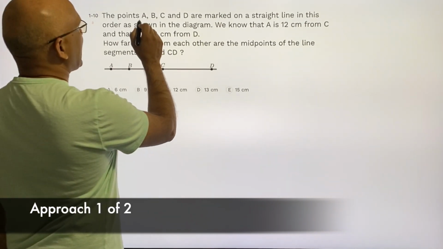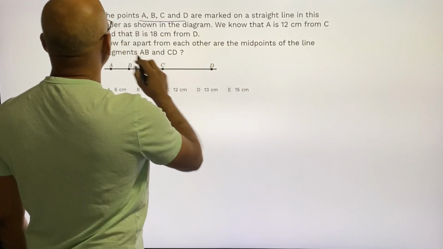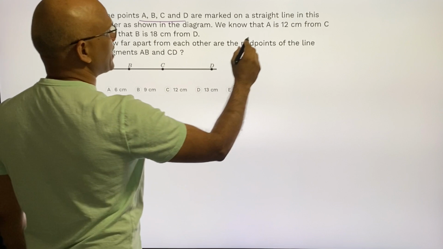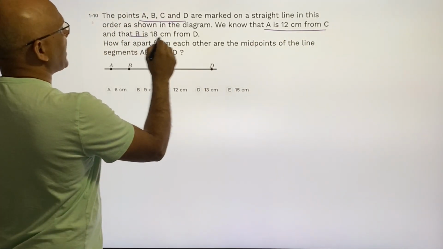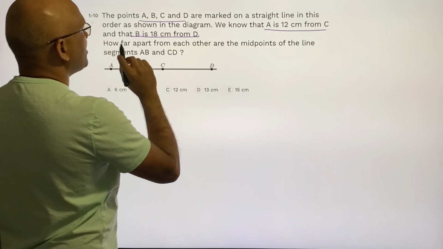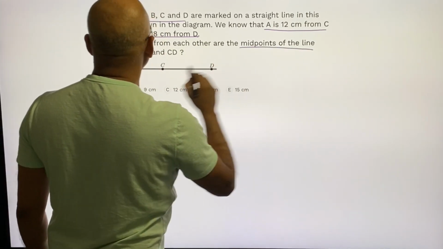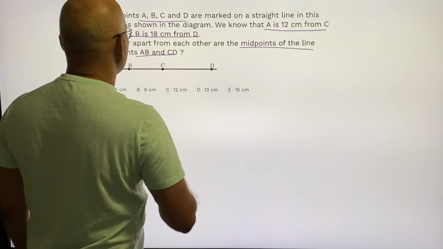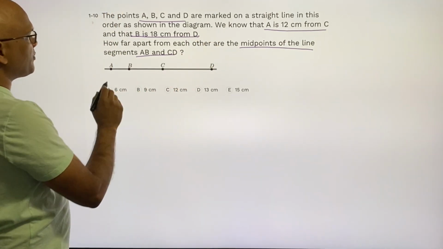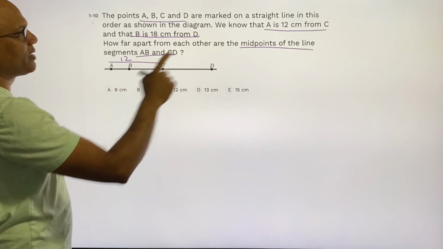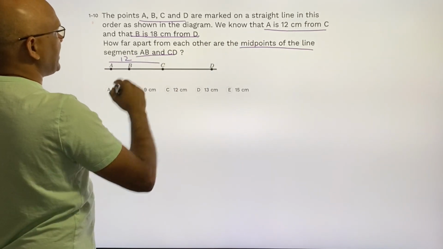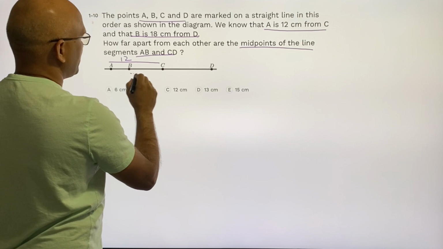The points A, B, C, D are marked on a straight line in this order as shown in the diagram. We know that A is 12 from C and B is 18 from D. How far apart from each other are the midpoints of the line segments AB and CD? Okay, A is 12 from C, so AC is 12. This is given to us. And B is 18 from D, so this is 18.